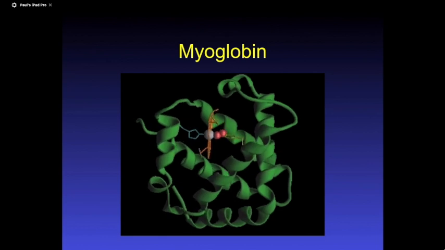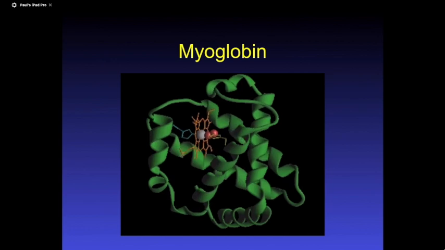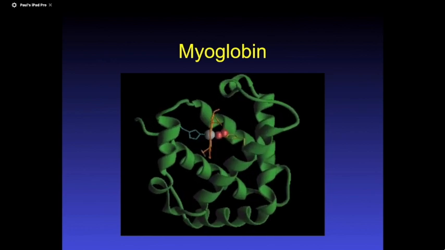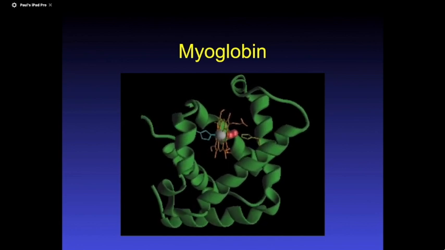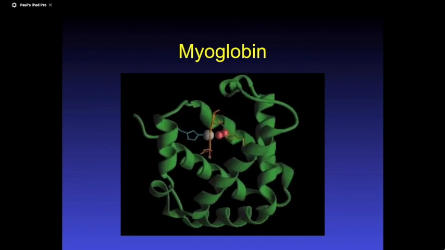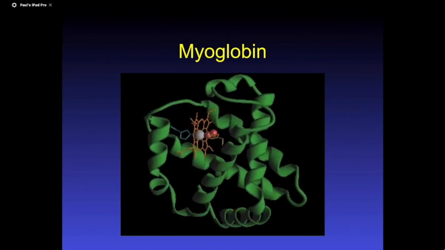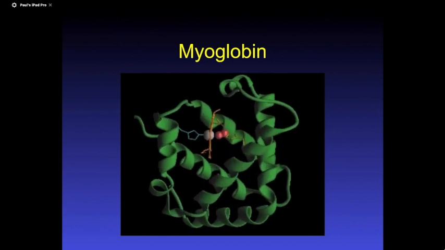What causes this change is as the oxygen binds, the iron gets pulled forward. When the iron gets pulled forward, it pulls that histidine that was attached to it. That's attached to the F alpha helix. Well, when I pull the F alpha helix, I twist it around a little bit, which twists the entire protein just slightly.